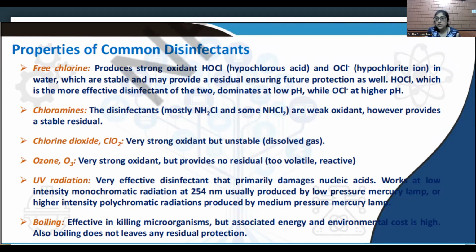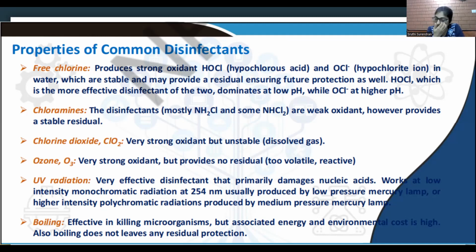So when you boil, you're not getting any residual which is useful for disinfection. When you use ozone, you sometimes do get bromide as the residual, but that is very reactive and doesn't stay. So we don't consider it as a chemical that helps in getting a residual. UV radiation, of course, forms no residual. Out of the options given, chloramine will help in producing a residual which is going to help in disinfection in the future.